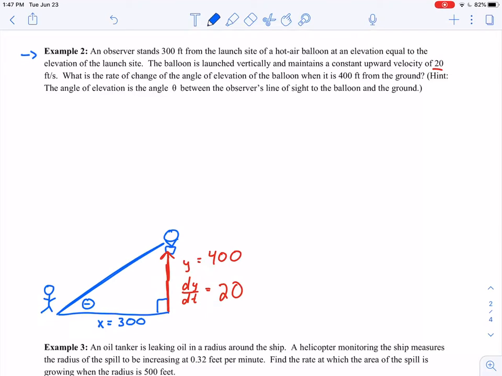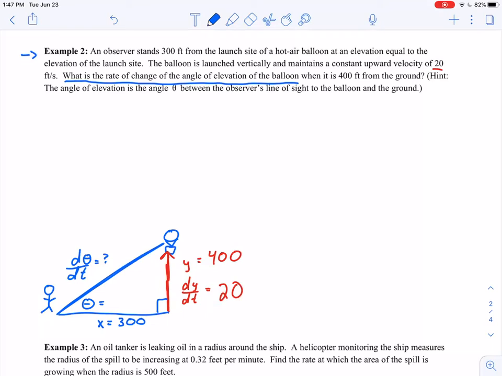The one thing I would say is, well, what are we trying to solve for? What are we looking for? It says, what is the rate of change of the angle of elevation to the balloon? What's the rate of change of theta, of this guy right here? In other words, what is dθ/dt? I don't know. So I don't know dθ/dt, but that's okay because that's what I'm going to try and find.